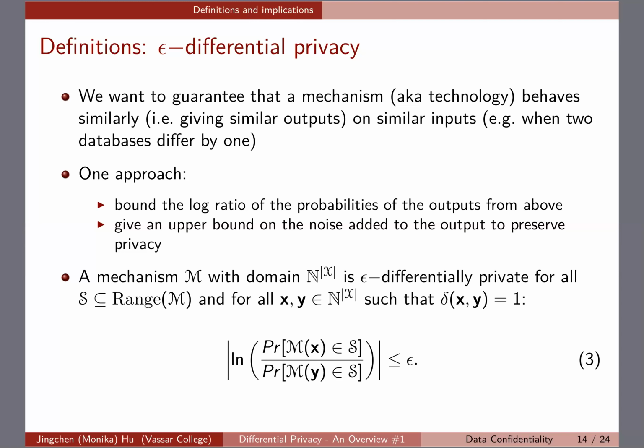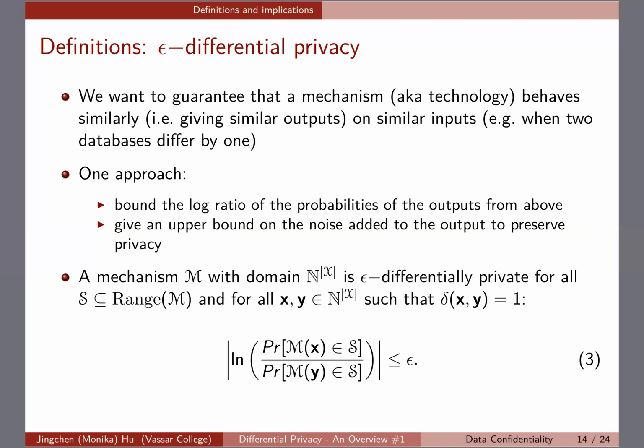So look at what we're doing here. We can think of the probability of M(x) over the probability of M(y), like the probability of getting this output. We take the ratio, and we take the log of it, take the absolute value, and bound it above.